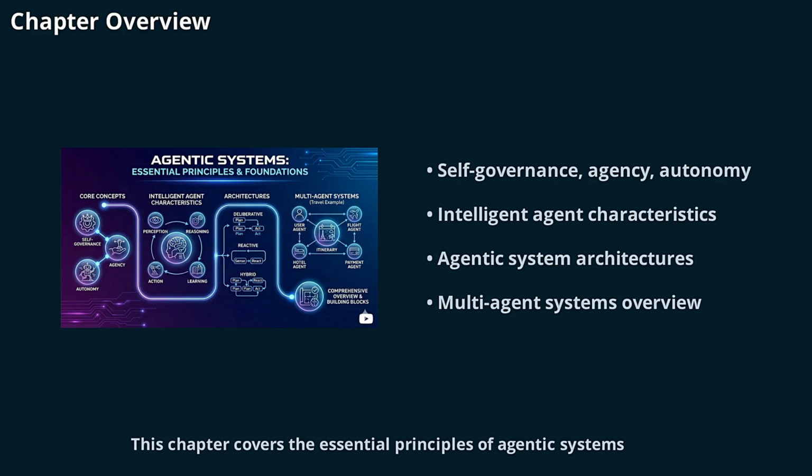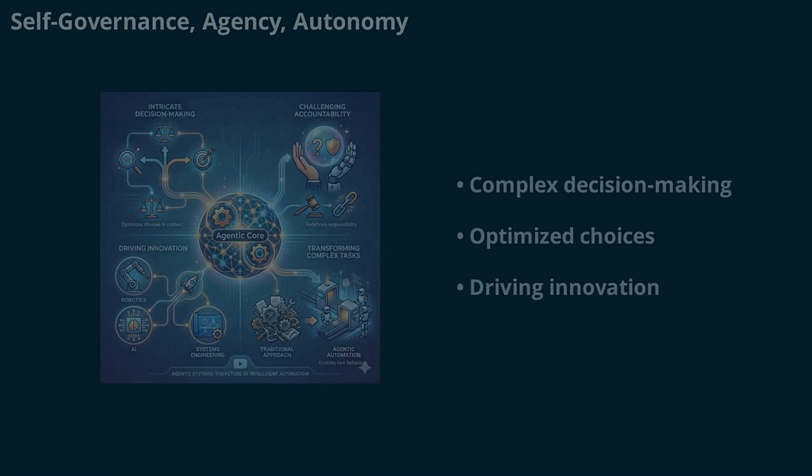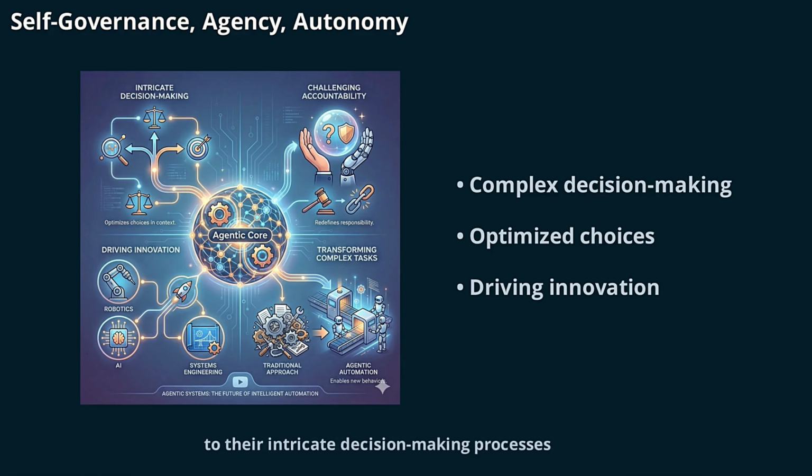This chapter covers the essential principles of agentic systems. We'll start by understanding the core ideas of self-governance, agency, and autonomy. Next, we'll review what makes an intelligent agent, examining their unique characteristics. We'll then explore different architectures for agentic systems, including deliberative, reactive, and hybrid models. Finally, we'll look at multi-agent systems, using a travel booking assistant as a practical example. By the end, you'll have a comprehensive overview of the basics and critical aspects to consider when building intelligent agentic systems. Agentic systems stand out due to their intricate decision-making processes.